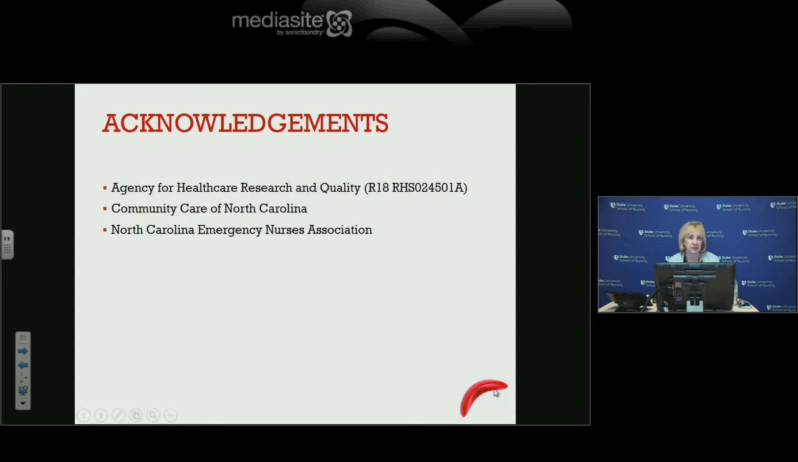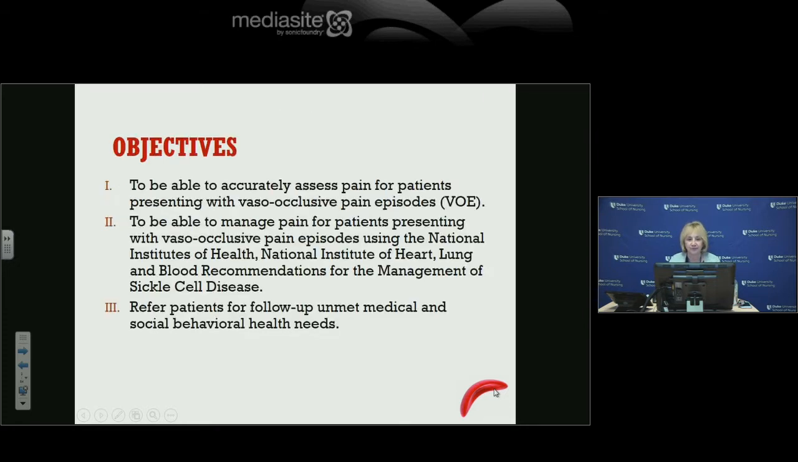In developing this presentation and in partnership on the grant, we've worked very closely with Community Care North Carolina and the North Carolina Emergency Nurses Association. Their input has been very invaluable, as our goal is to disseminate the algorithm and resources to all emergency departments throughout the state of North Carolina. This will be available on the web, and of course, if we can disseminate it beyond North Carolina and South Carolina, because South Carolina is also a really important part of our project, that would be wonderful.